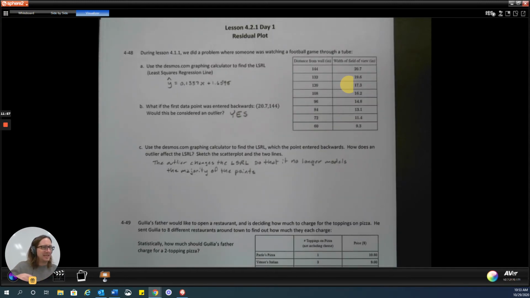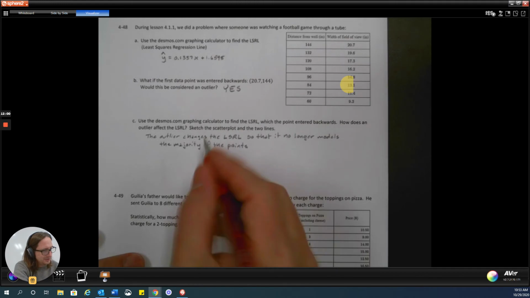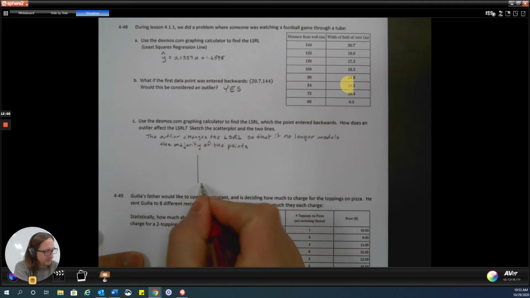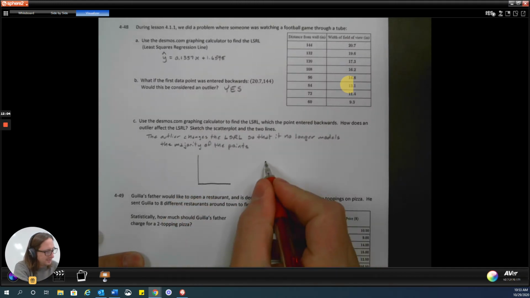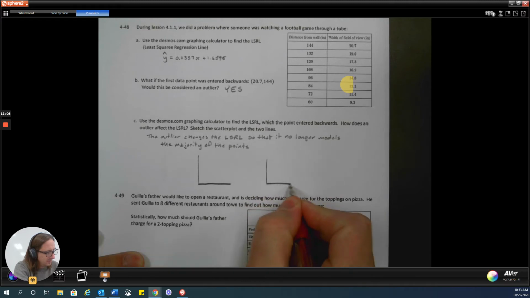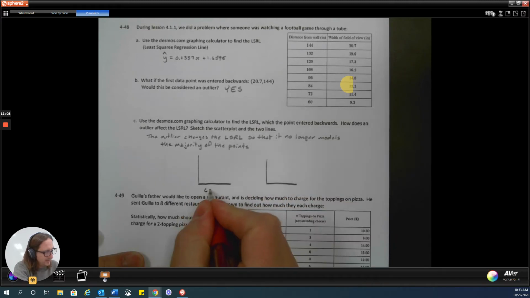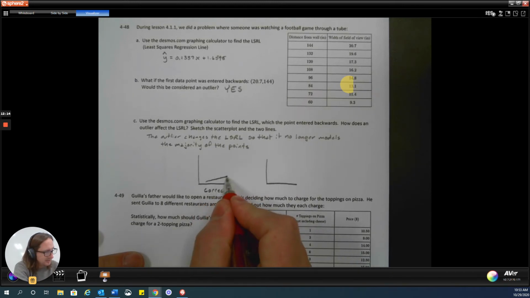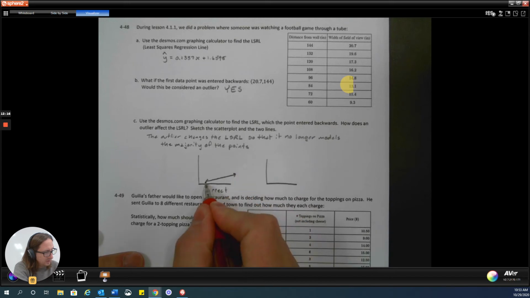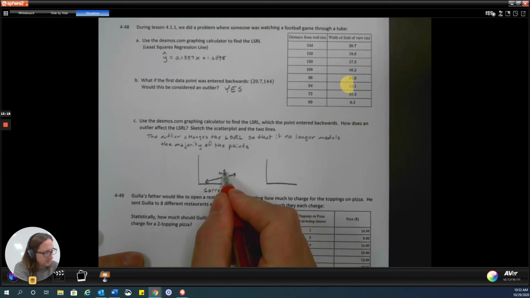All right, sketch a scatter plot of the two lines. Okay, so this can just be something really quick that we do here. So we saw the correct way, that we just had a line that kind of looked like this. That was our least squares regression line.